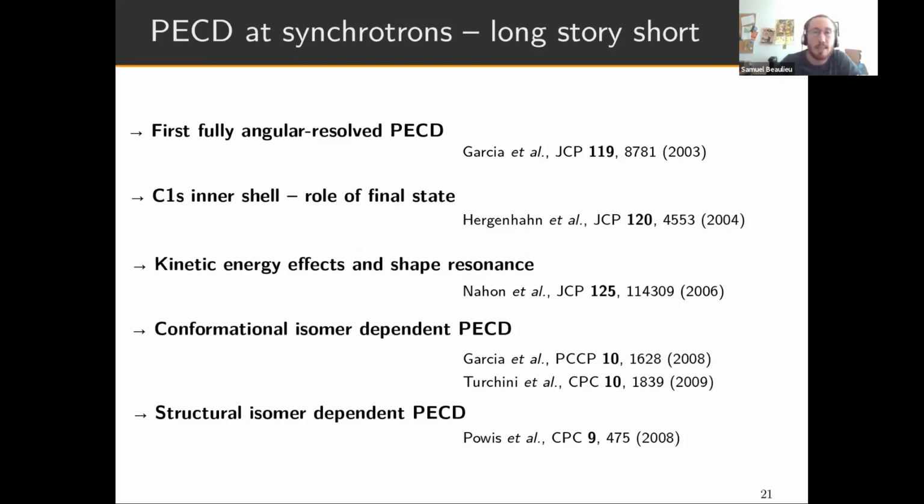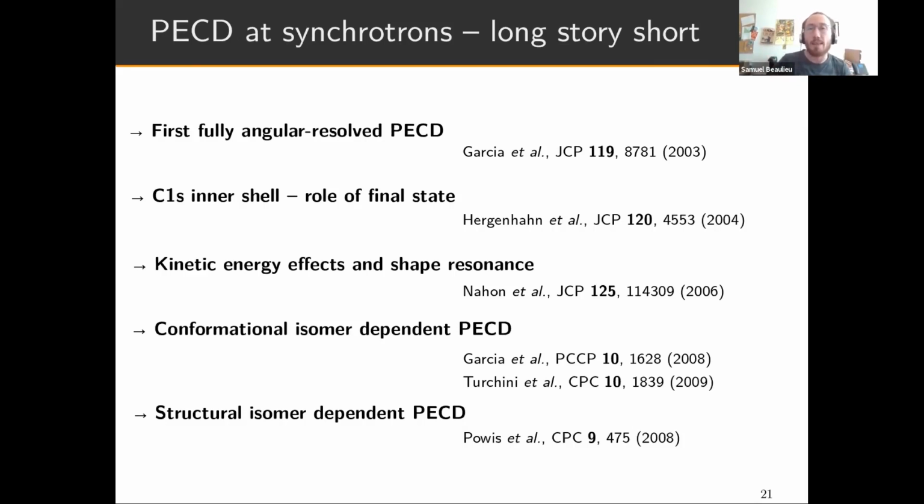So again, this list is far from being exhaustive and complete. I'm sorry about anything which is not appearing here, but I just want to give you a brief overview of early days synchrotron studies of photoelectron circular dichroism. So in 2003, Garcia and co-workers measured the first fully angularly resolved PECD.